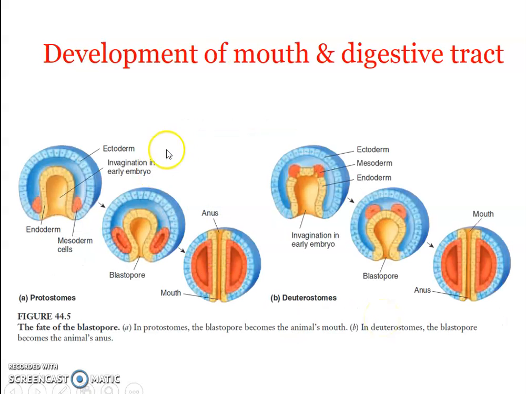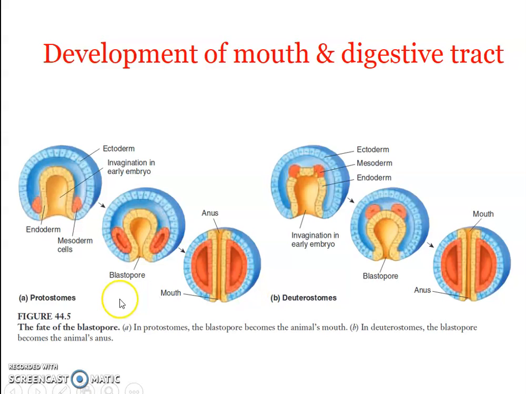Okay, the last part is based upon how the mouth and the digestive tract are developed during the embryonic development. Based upon the method by which the mouth or digestive tract is developed, two groups can be found in the Bilateria. One is the protostome and the other is the deuterostome, or we can call them Protostomia and Deuterostomia.